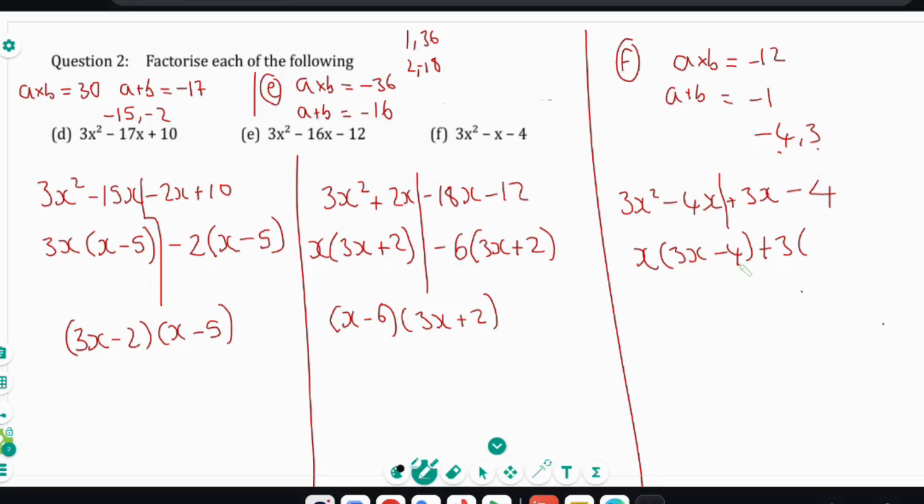So, what's common to 3 and 4? 3x and minus, it's just 1. Could be a bit careful with that one as well. But the more you do of these, the easier it gets. It is just practice, really.